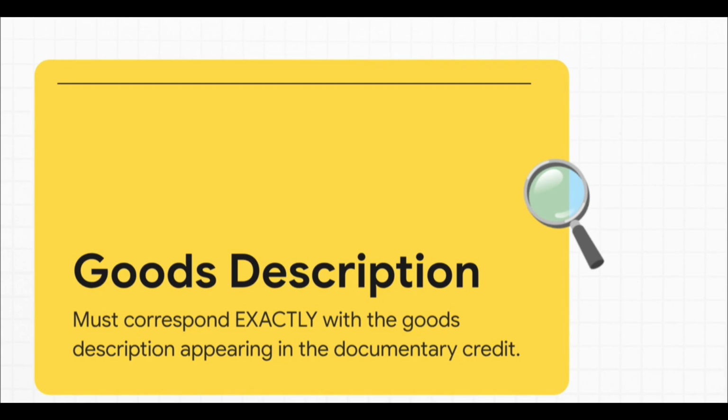Now, let's talk about the single biggest reason invoices get rejected: the goods description. This is so important. Unlike other documents where you might have a little wiggle room, the invoice demands perfection. The description has to be a perfect word-for-word mirror image of what's written in the documentary credit. No summarizing, no paraphrasing. Exactly the same.